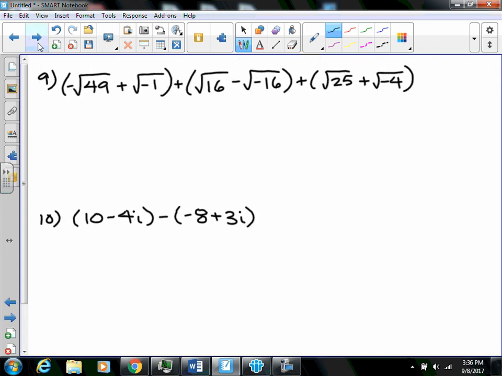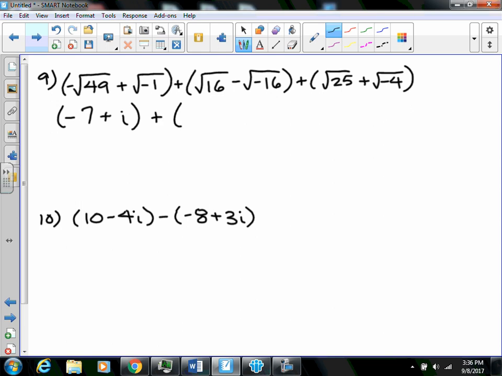All right, number 9. This problem looks much more complicated than it actually is. So what you want to do is start with simplifying each group of parentheses separately. So I have my negative sign here. Now the square root of 49 is 7 plus the square root of negative 1 is i. If you don't remember it, look back at the first packet that we did and you'll see it in there.